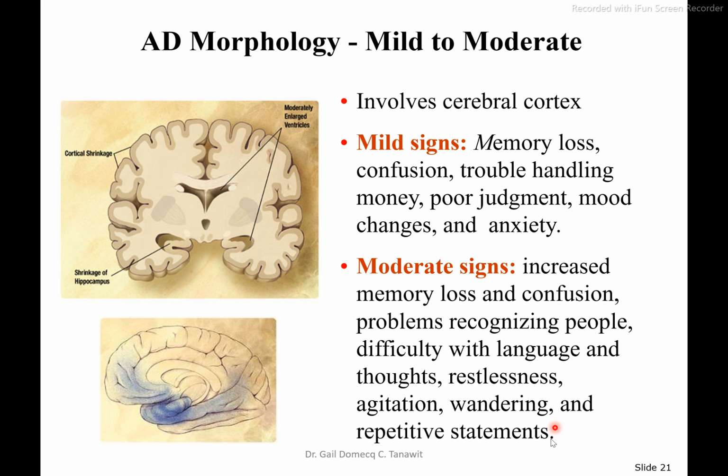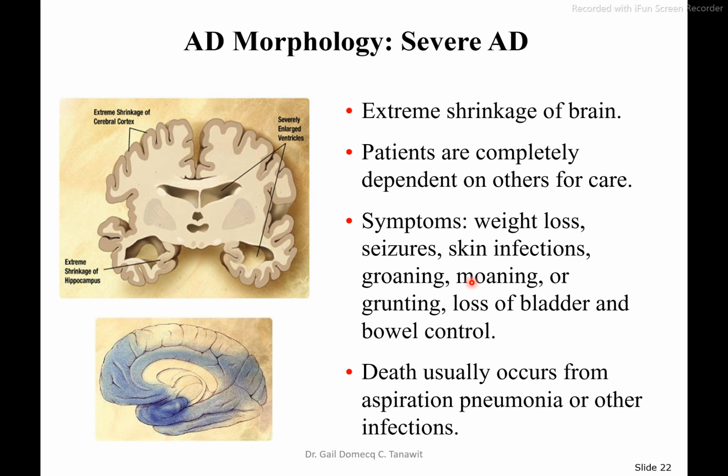So, for severe Alzheimer's disease, this is very unfortunate because of the extreme shrinkage of the brain. Patients are completely dependent on others for care. So, pati mag-CR, going to the comfort room, bathroom, he or she will get lost along the way. Hindi niya alam kung paano pumunta. There would be weight loss, seizures, skin infection, groaning, moaning, or grunting, loss of bladder and bowel control. And of course, death usually occurs from aspiration pneumonia or other infections. So it's a very debilitating condition.